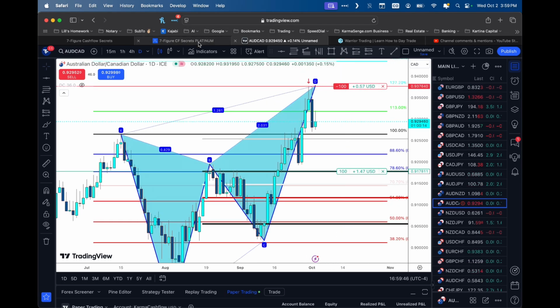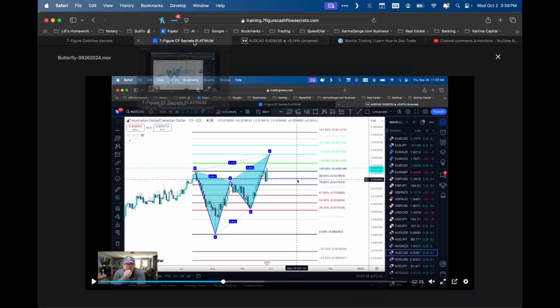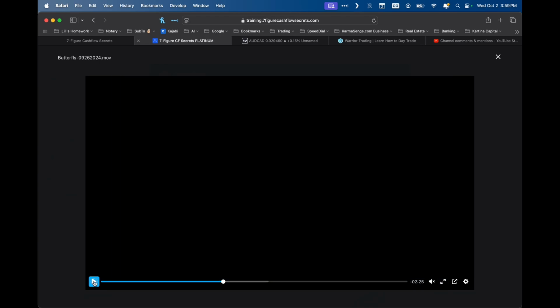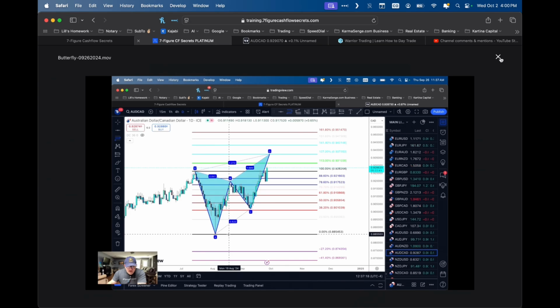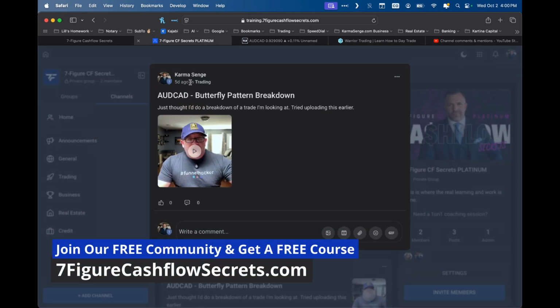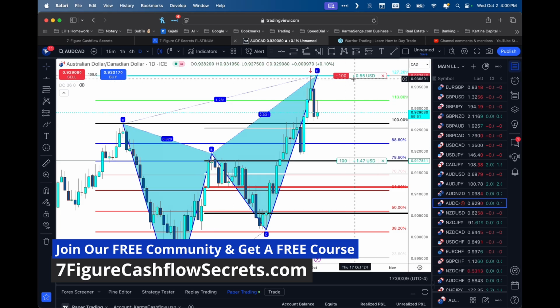Now, let me point out something. I actually talked about this trade 5 days ago, right? And we can see that here. I'm actually doing a video where I talked about this on the Aussie dollar. And if I get out of this video real quick, you can see that I talked about this 5 days ago on my Platinum community, and I actually entered the trade.